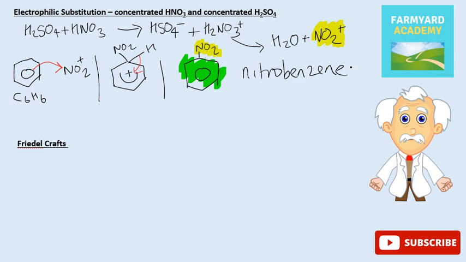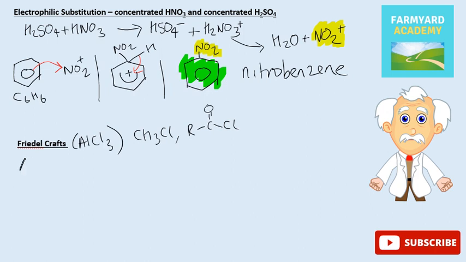Okay, so that's it. So next one, we're going to look at Friedel-Crafts, and that's all to do with aluminium chloride, so AlCl3. And then this is going to interact with anything with a chlorine, so you can react it with haloalkanes, you can react it with acyl chlorides. Basically anything that's got a chlorine atom will interact with the aluminium chloride.